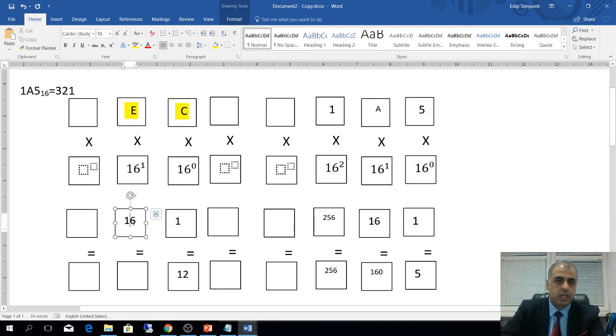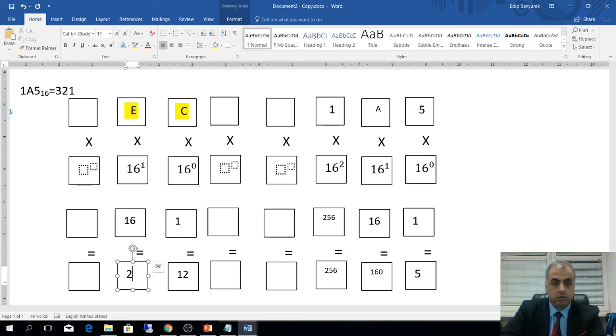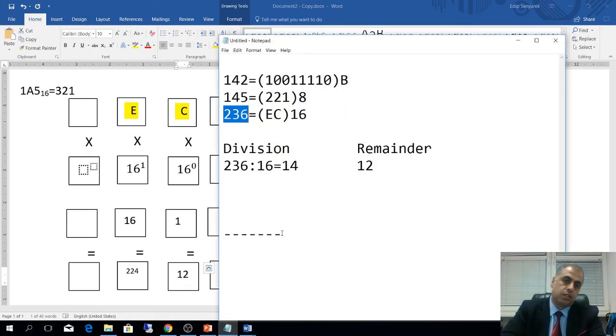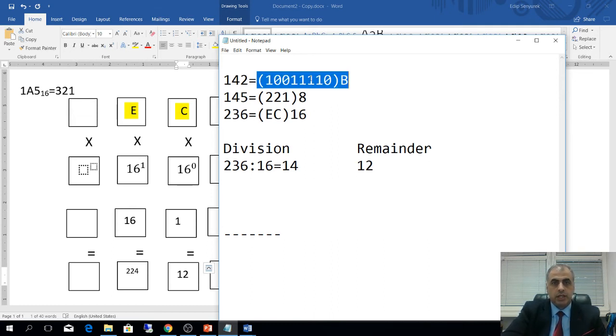14 times 16. What is this? 14 times 16, so it is 160 plus 64, 224. Okay, so when you add these two, 224 plus 12 is equal to 236. Let us check again. Yes, it is correct. Okay, so this is how we do the conversion from decimal numbers to other bases.